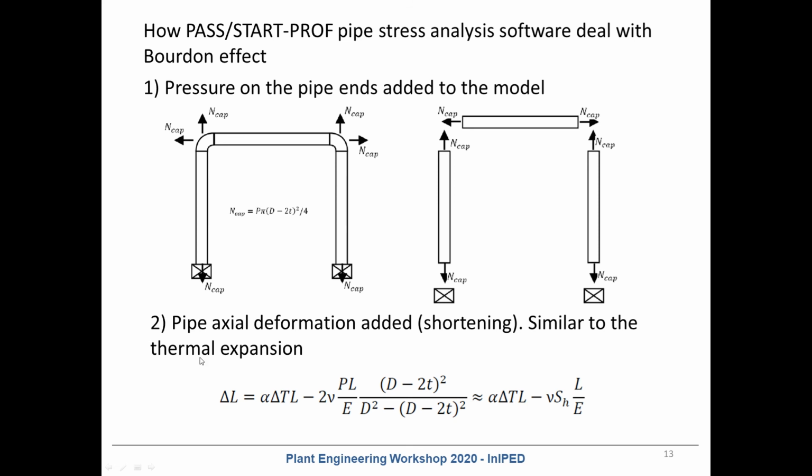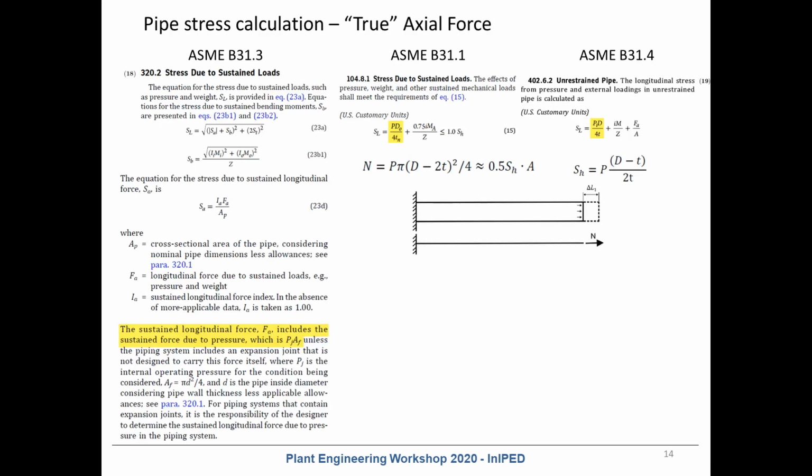The second part of this effect is the pipe shortening under internal pressure. To model this, StarProf automatically shortens all the pipes, and this effect is dissimilar to thermal expansion. So the axial deformation is added to each pipe in the piping system to model this second part of the Bourdon effect. Now let's check the pipe stress analysis codes, starting with the B31.3 code.